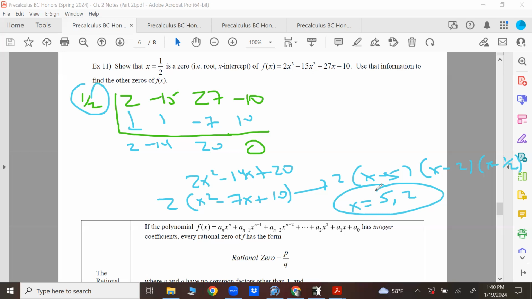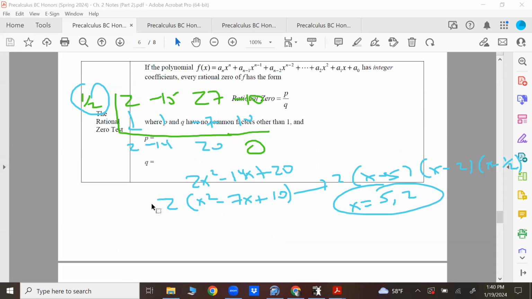So does that make sense? How we broke it down and got the other zeros, right? We're good. Okay. Let's keep moving. All right.